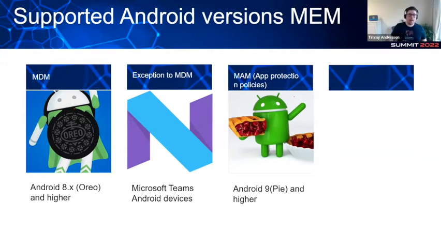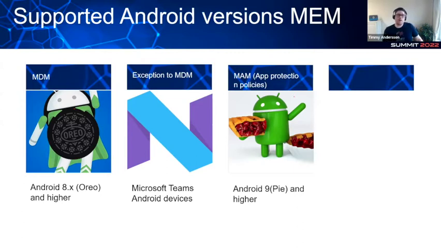We also have the MAM part of the equation here, for app protection policies. And here we need to be on Android 9 and higher. That is usually because the application that handles the app protection policy requires Android 9 or higher for one reason or another. So keep this in mind: when we talk about MDM enrollment, we have one version we need to be aware of, and when we're doing MAM policies, we have another version we need to be aware of.